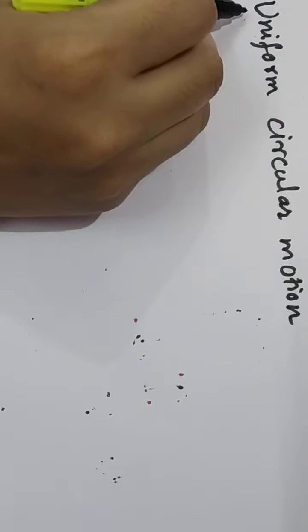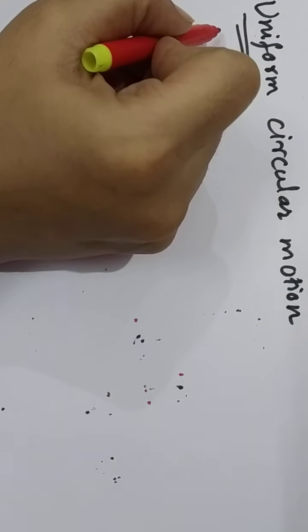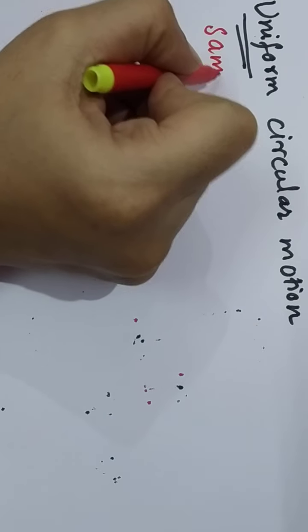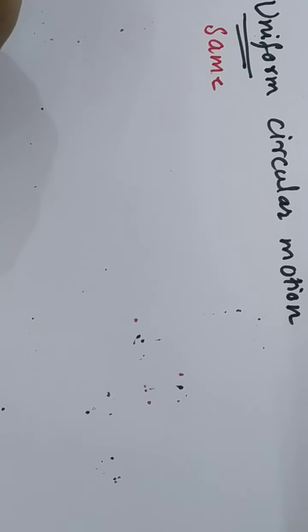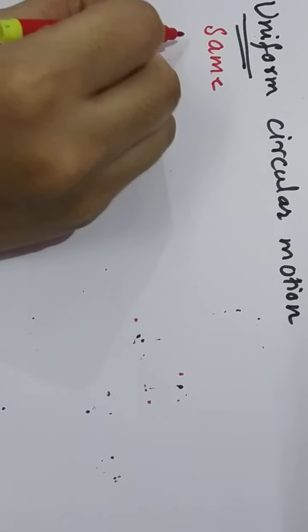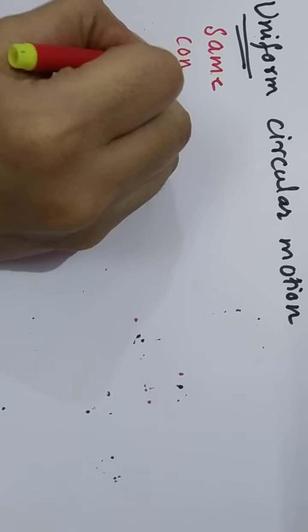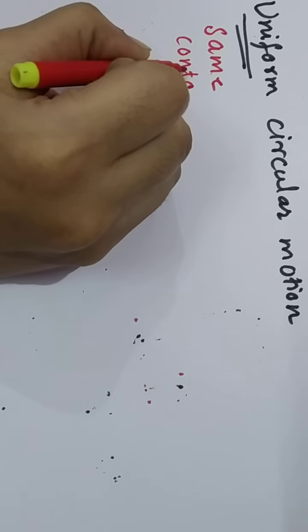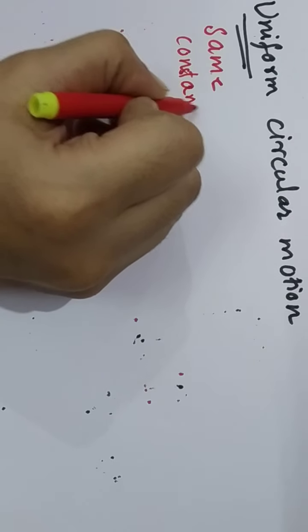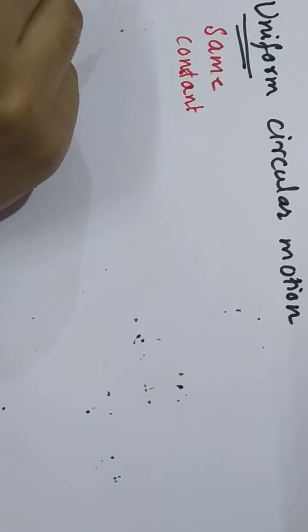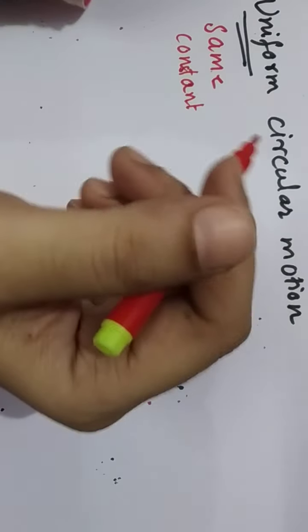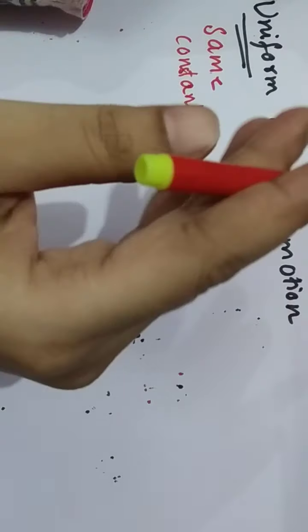Now, what is the concept of uniformity? Uniform means same. The meaning of uniform is nothing but same, identical, or constant. Constant means what? Before studying the concept of uniform circular motion, let us consider various examples.